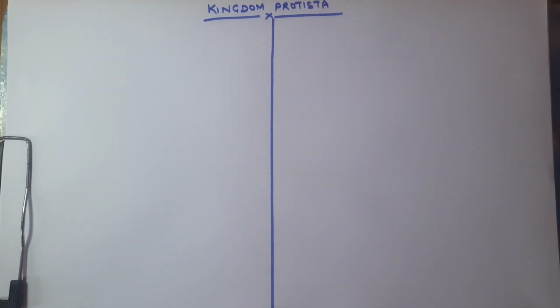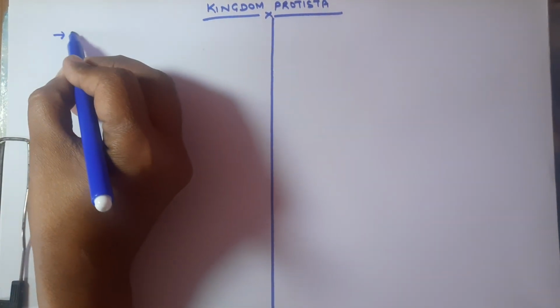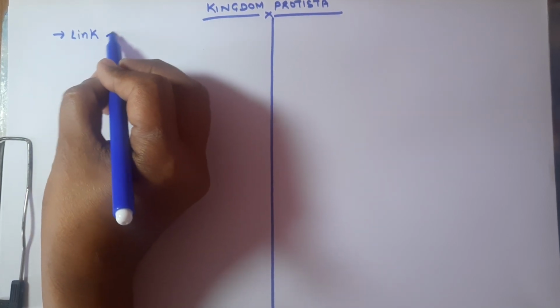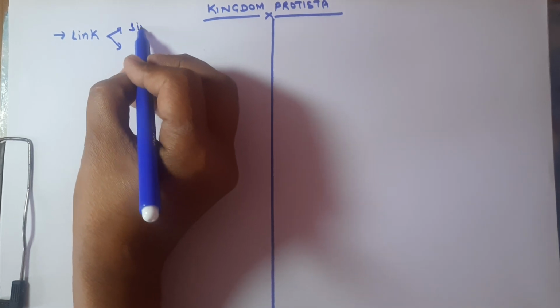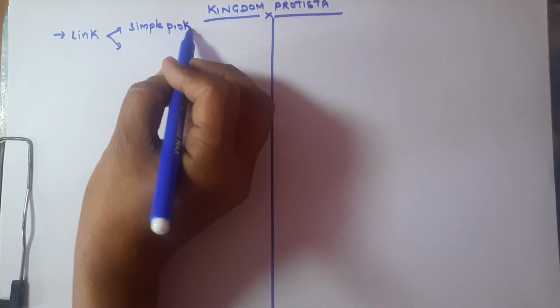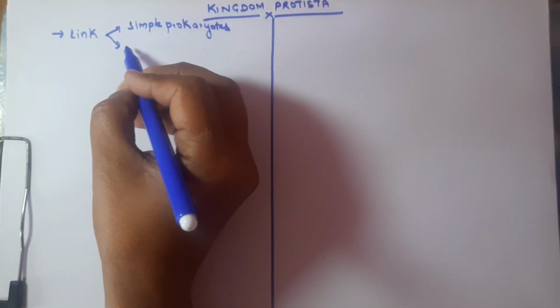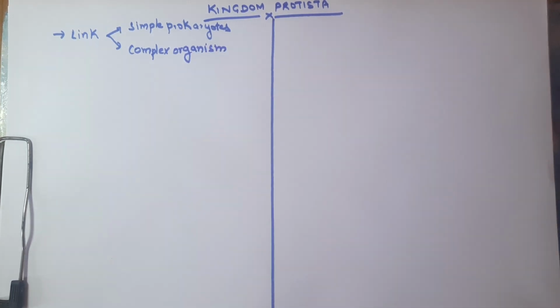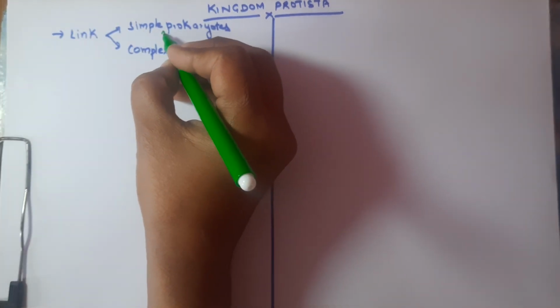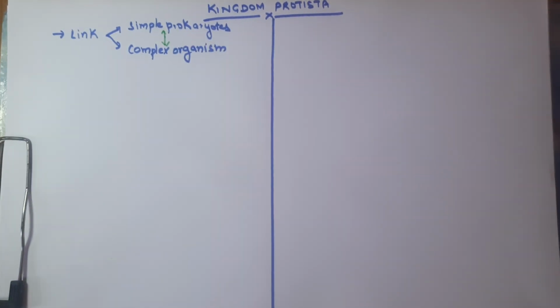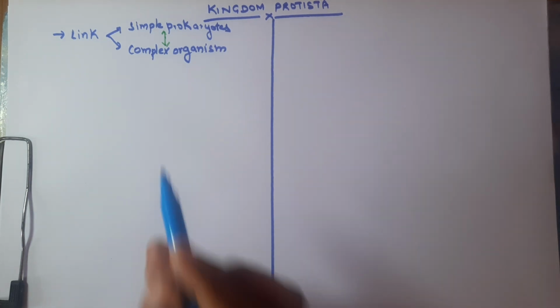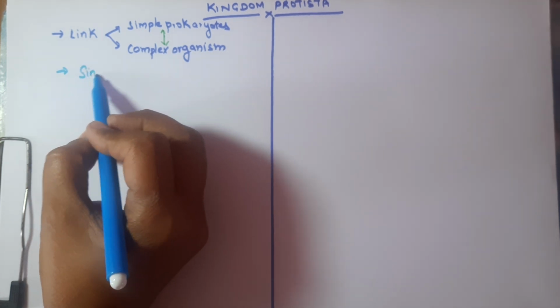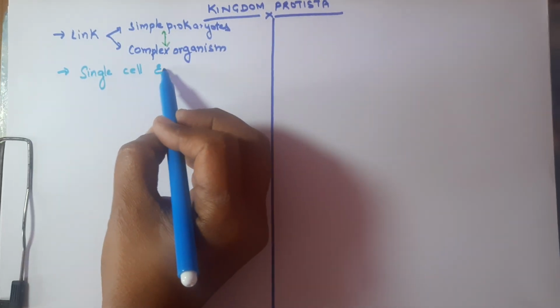In this video we are going to talk about the kingdom Protista. The kingdom Protista acts as a link between the simple prokaryotes and the complex organisms. It means it falls between them, so it is in between. All single cell eukaryotes are placed under the kingdom Protista, so the kingdom Protista mainly constitutes single cell eukaryotes.